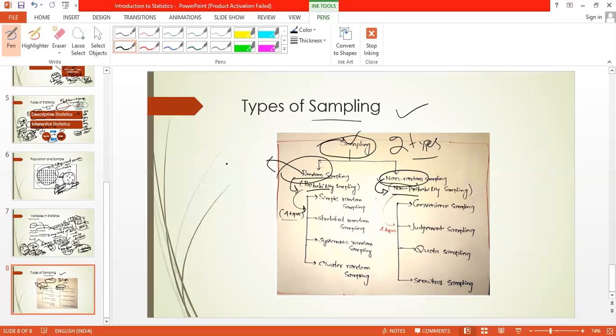So random sampling means, let's say in a population, there are 5 units.